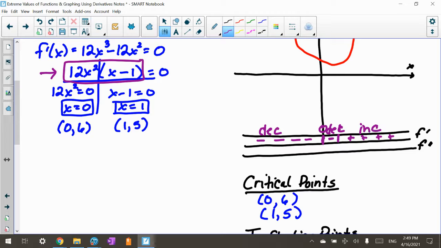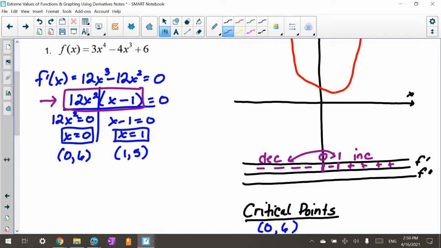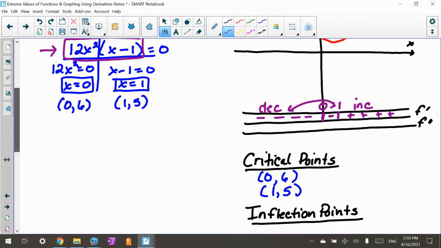So actually, I shouldn't have written that second decreasing because it kind of makes it look messy, but it's decreasing here, it's decreasing here as well, and it's increasing here. So if I look at my graph, that's what my graph looks like. It's decreasing and decreasing and increasing. So it justifies what we're finding with our calculus.